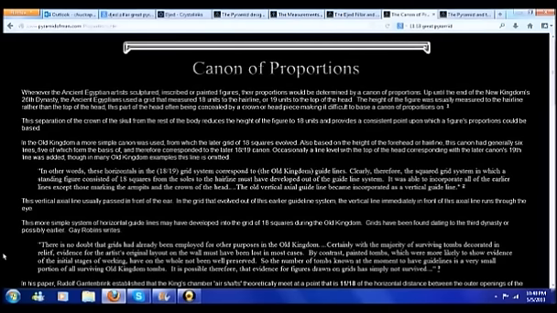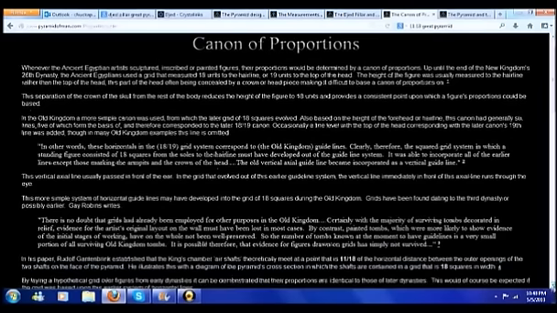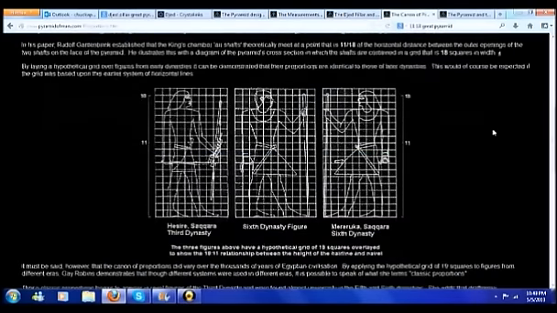canon of proportions on. And very simply, when you overlay the grid on the figures, it was 19 squares high or 18 to the hairline, and always the navel was at the top of the 11th grid, or the 11th square of the grid. So what significance does that have?